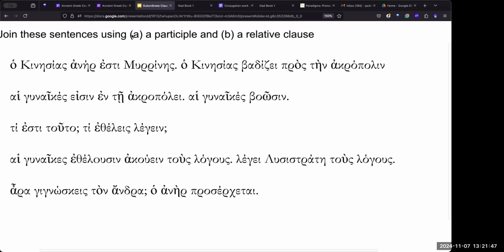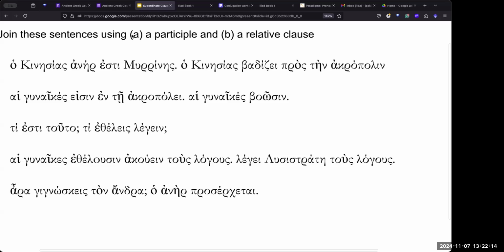Ara, question, right? Ara gignoskes ton andra ho aner proserketai. All right, it's a yes or no question. Ara always sets up a yes or no question. Gignoskes or oida or epistasai, whichever one of our verbs of knowing you want to use here.